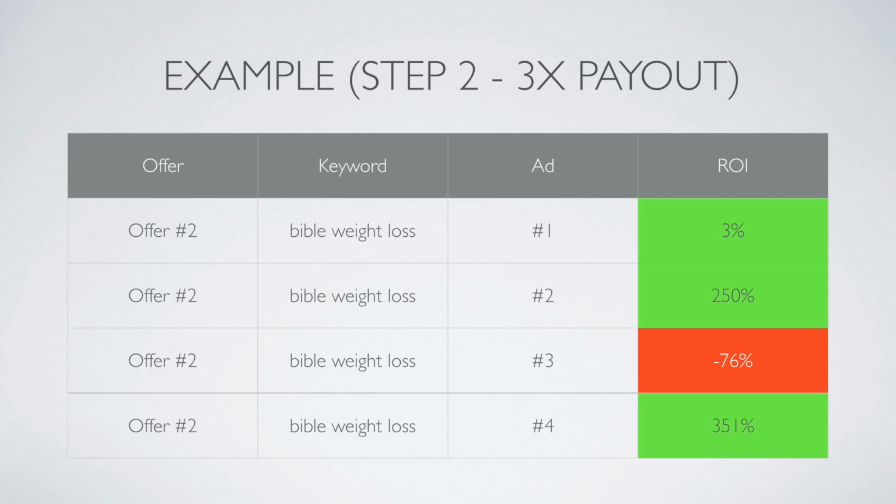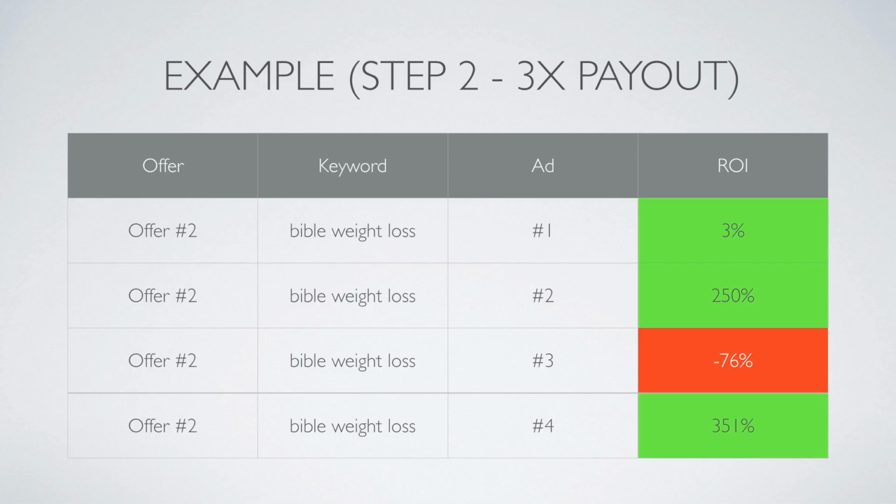So if you take a good look at the chart, you're going to notice that I've switched all of the offers over to offer number 2. Now I've started to create different ads at this point. So in the first ad, we have basically a break-even situation. We're at 3% ROI, so that's really not very promising at all. The next, we have a 250% ROI, so that's actually very promising, and that shows that that ad and that offer are still keeping up traction.